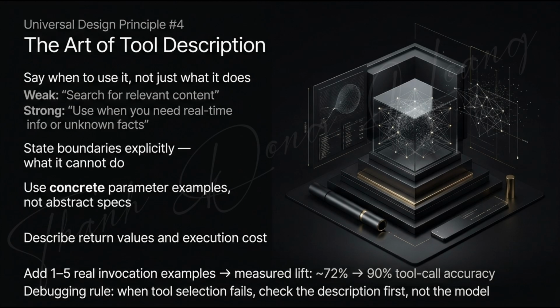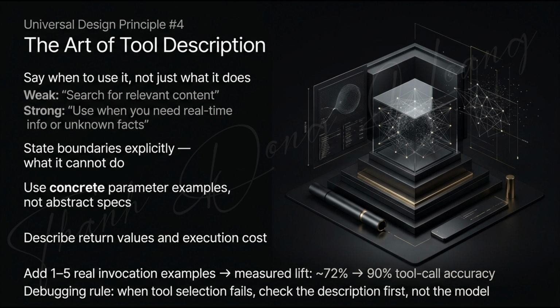This might be the single highest leverage thing you can get right. A tool description should say when to use it, not just what it does. "Use this when you need real-time information, beats search for relevant content every time." Spell out the boundaries explicitly. What the tool cannot do matters as much as what it can.